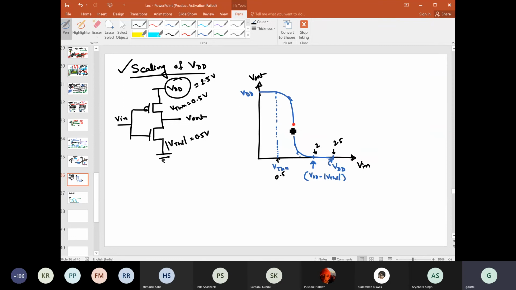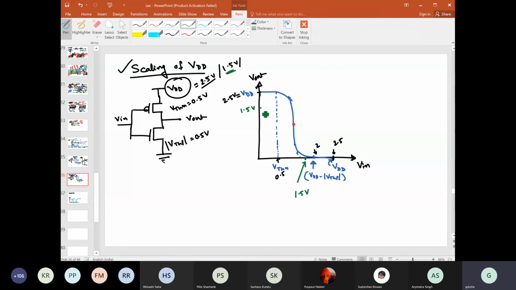Now suppose we reduce it from 2.5 to 1.5 volt. What do you think will be the shape of the VTC? If this was 2.5, then this is VDD, the same VDD. If it is 1.5, then you have to take this as 1.5, and here maybe it is 1, and here it is 1.5 volt.